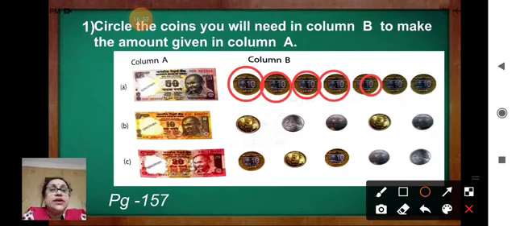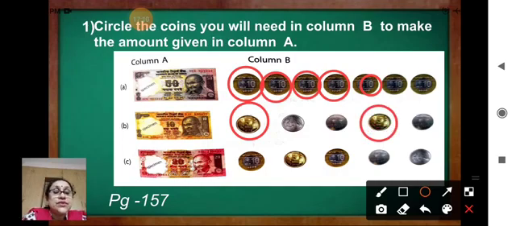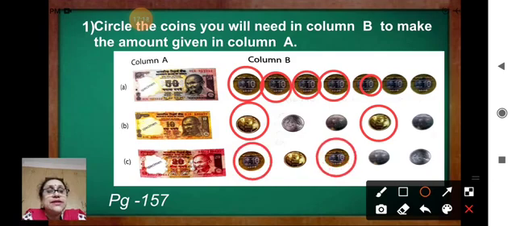Now next one, 10 rupees, 1 5 rupees coin and another. So 5 plus 5, 10. Now question C, try to make 20 rupees, circle it, 10 rupees, 10 rupees, 10 plus 10, 20. Okay, finished?